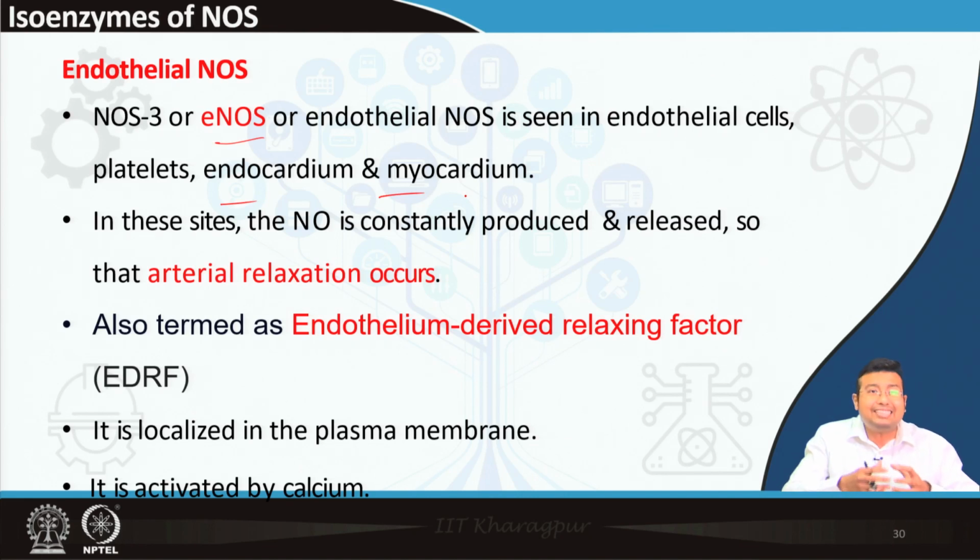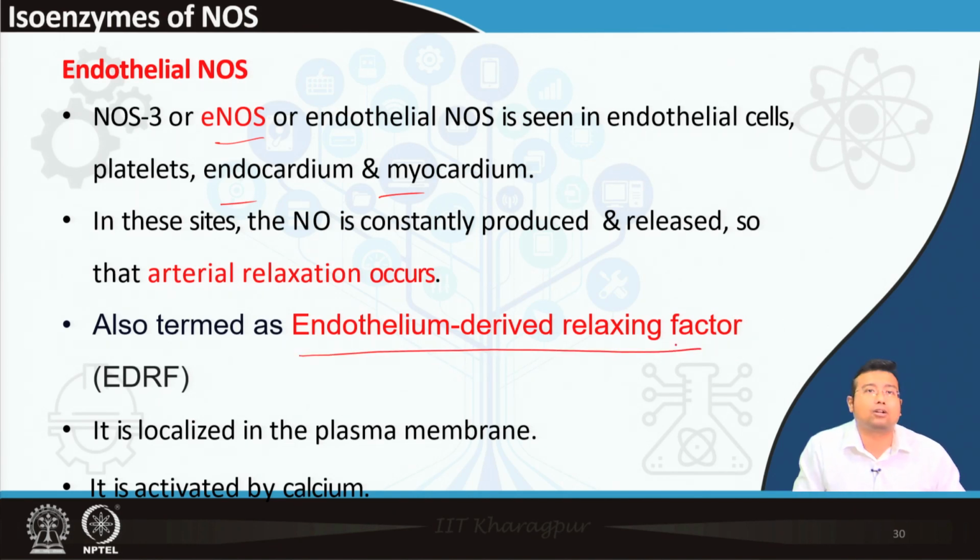So, in these sites blood is constantly flowing, right. These tissues mentioned are constantly in touch with blood vessels, arteries, and nitric oxide is actually constantly relaxing blood vessels. Hence, it is also known as endothelium derived relaxing factor or EDRF. It is located in the plasma membrane and this variety, the third isoform, is actually activated by calcium.